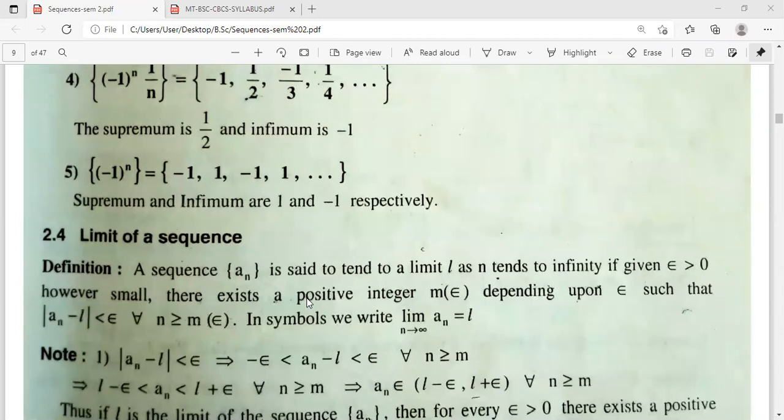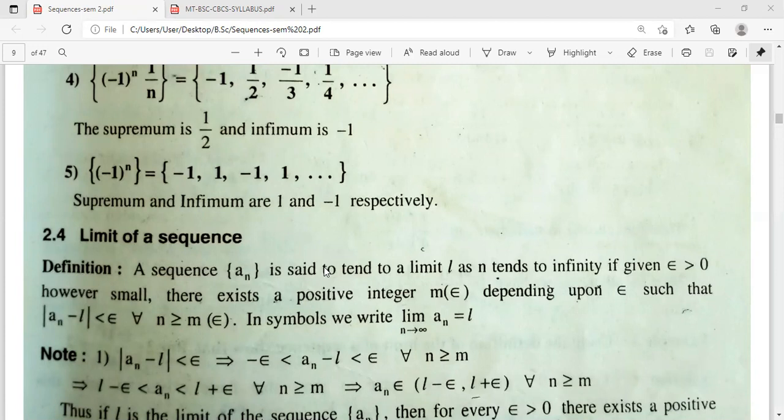Okay. Now the limit of a sequence. Already you know, for a function of x you are writing the limit of the function. Is it not? You are studying the limit of a function. The same way you are writing here the limit of a sequence.